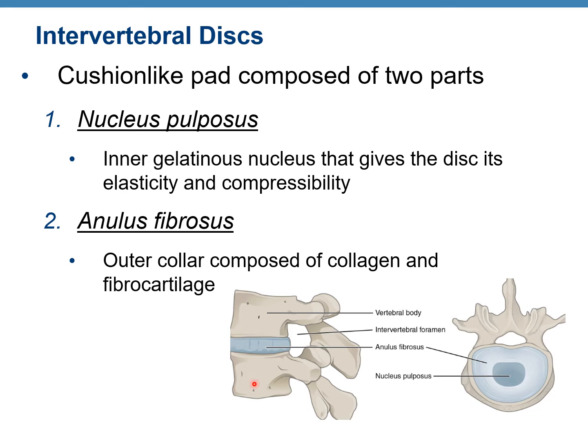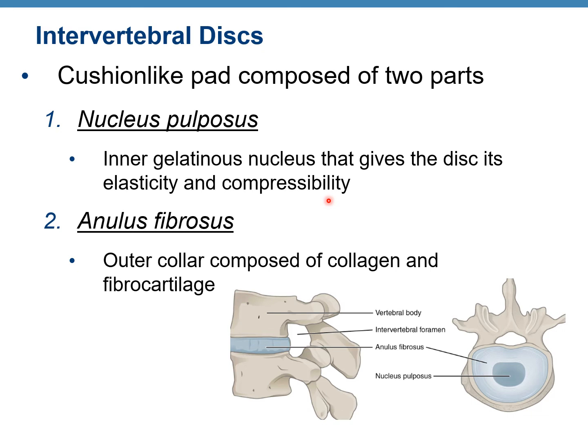Between vertebrae, we have a structure called the intervertebral disc, and it's a cushion-like pad composed of 2 parts. You can see these 2 parts here represented in lighter blue and darker blue. Right in the middle is the nucleus pulposus, and nucleus means something in the middle, right? That's how the name nucleus pulposus came about. It's the inner gelatinous nucleus that gives the disc its elasticity and compressibility.